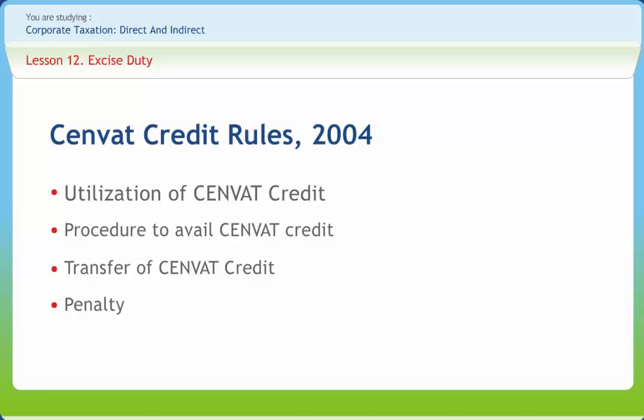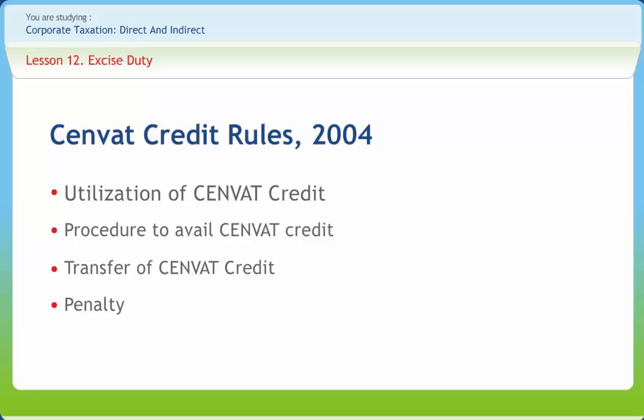In a case where the SENVAT credit in respect of input services has been taken or utilized wrongly by reason of fraud, collusion, willful misstatement, suppression of facts, or contravention of any of the provisions of the Finance Act or of the rules made thereunder with intention to evade payment of service tax, then the provider of output service shall also be liable to pay penalty in terms of the provisions of Section 78 of the Finance Act.